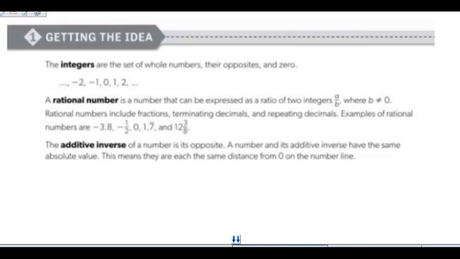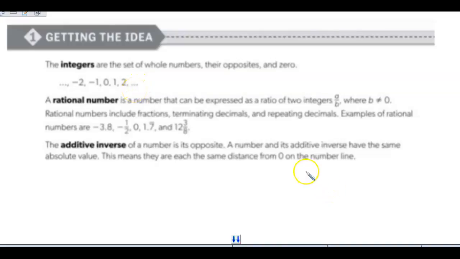An integer is a set of whole numbers, their opposites, and zero. We have an example here of -2, -1, 0, 1, and 2. -2 and 2 are opposites because one is negative and one is positive. The same thing with -1 and 1. And then 0 is an integer, but it does not have an opposite. You'll notice that they also do not have fractions or decimals attached to these numbers.